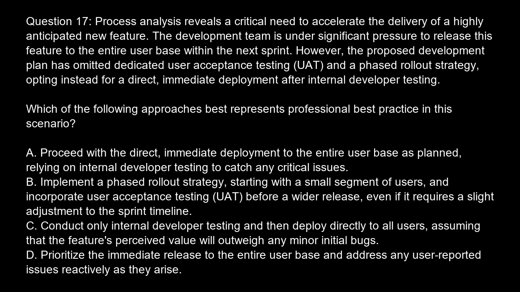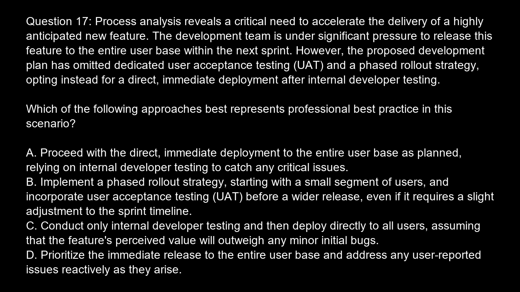Question 17. Process analysis reveals a critical need to accelerate the delivery of a highly anticipated new feature. The development team is under significant pressure to release this feature to the entire user base within the next sprint. However, the proposed development plan has omitted dedicated user acceptance testing, UAT, and a phased rollout strategy, opting instead for a direct, immediate deployment after internal developer testing.